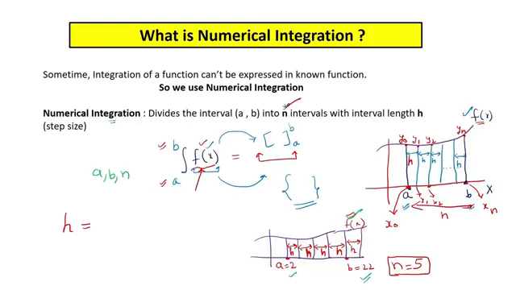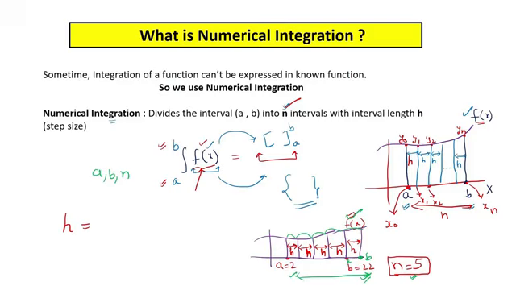The number of subintervals is given as n equal to 5. That means we have to divide this complete interval from a to b, that is 2 and 22, into n equal to 5, that is 5 intervals. So this is your first interval, second, third, fourth, and last is fifth.